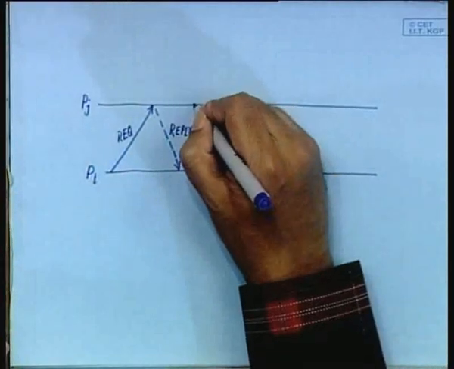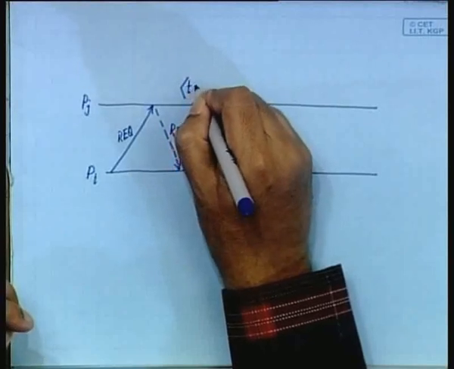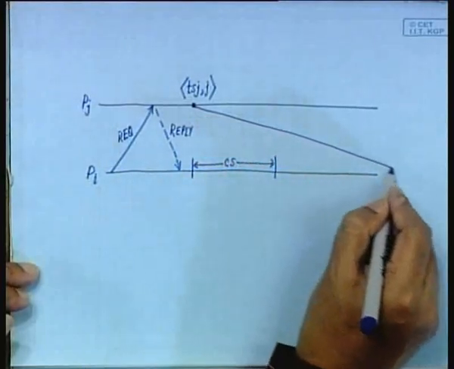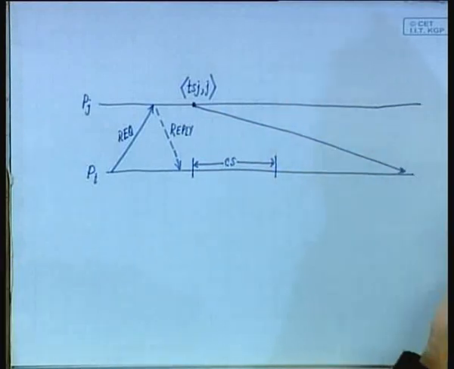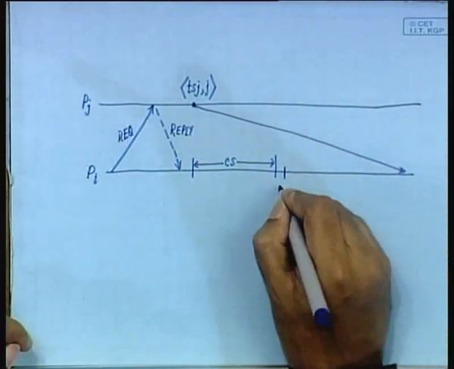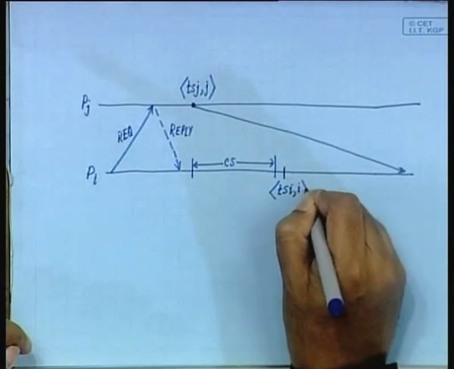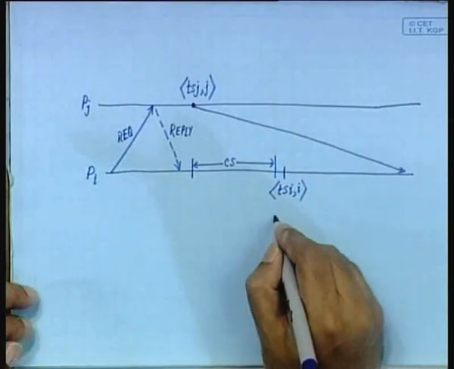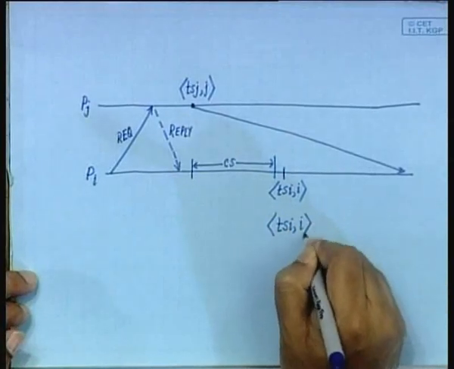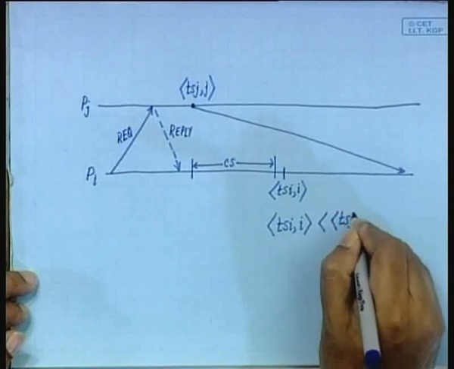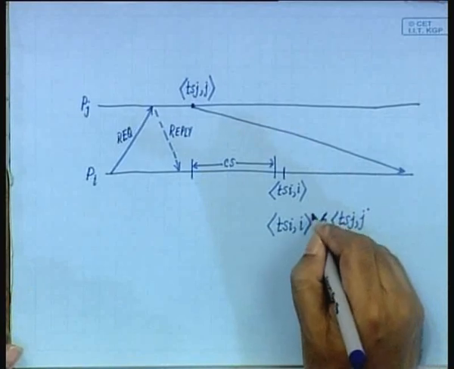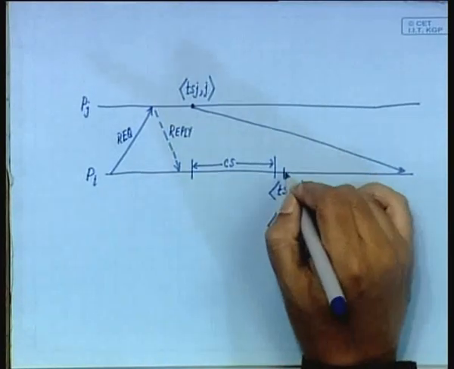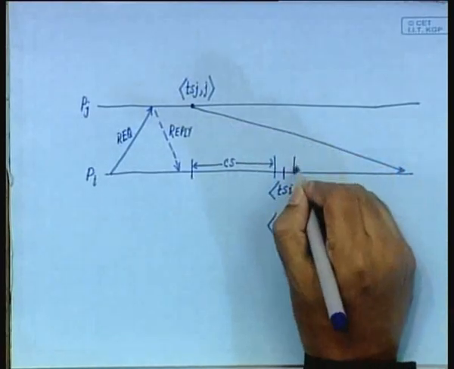Now there is a request here, TSJJ, which is sent out here but reaches much later, right. Now at this point of time this one makes a request with TSII, right. It has made a request with TSII, and TSII is greater than TSJJ, right. And you use the fact that you already have a reply from PJ to enter the critical section again here.